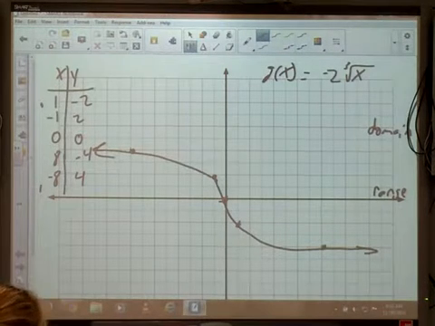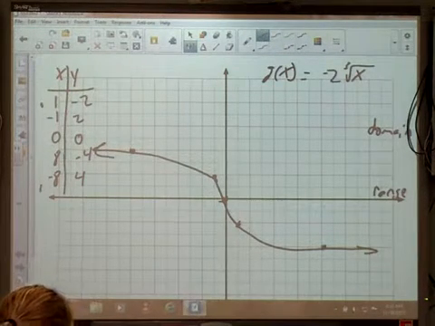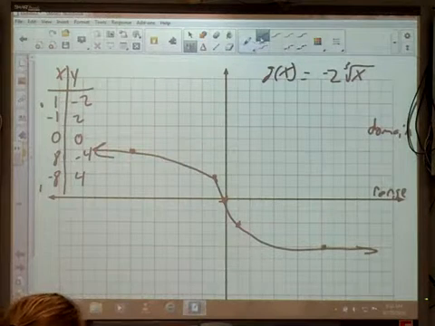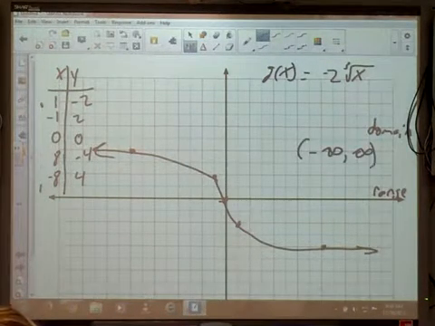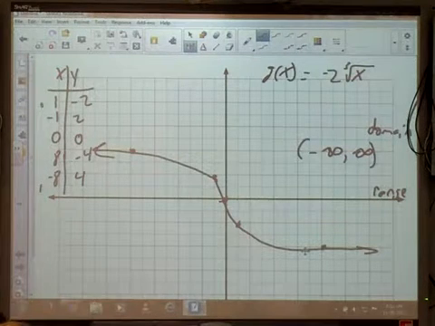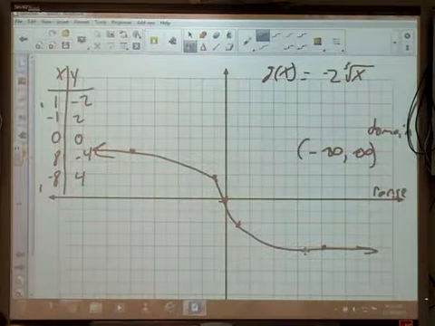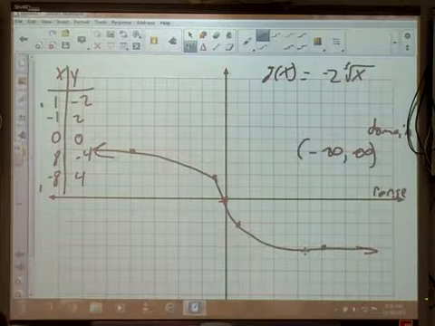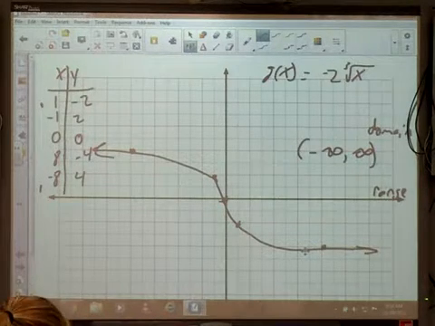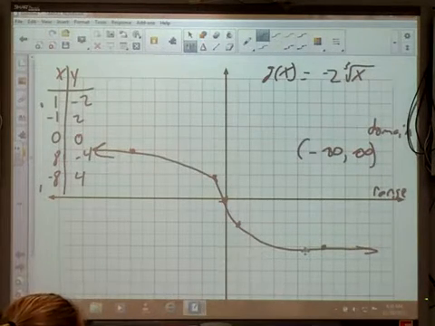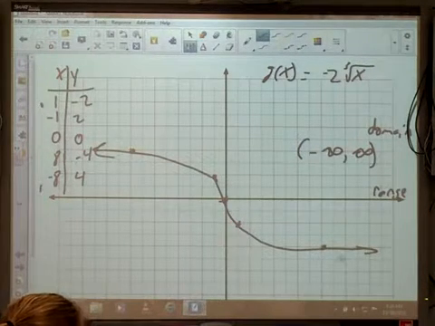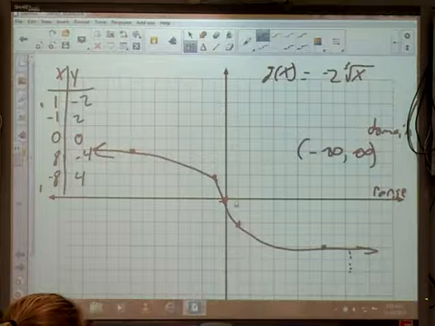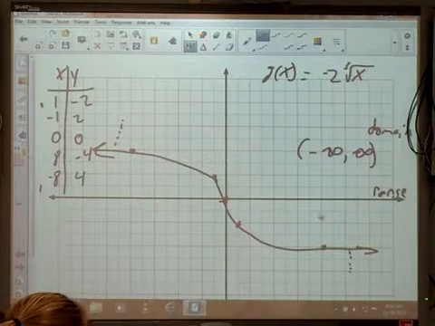Negative infinity to infinity. What about the range on that? Yeah. Some people have a hard time seeing that it does keep stretching up and down. My drawing looks like it levels out here, but it doesn't really, it does keep getting a little lower and a little higher.